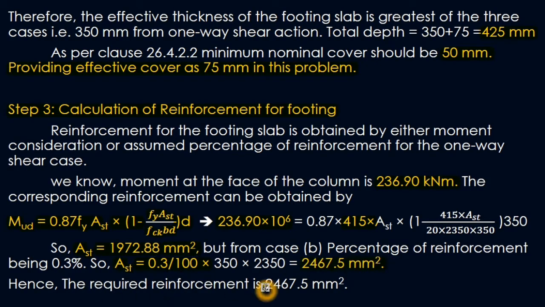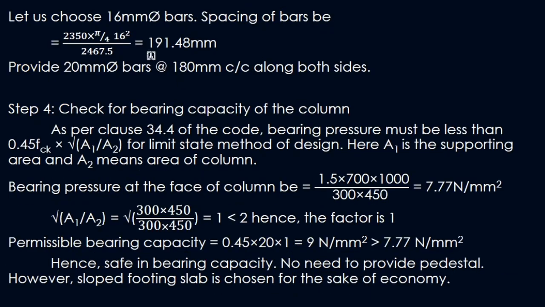So hence the required reinforcement is 2467.5 mm square. Because it is more, let us choose 16 mm dia bars. Spacing of bars should be calculated; S is nothing but the spacing. So spacing is 2350 into pi by 4 into 16 square divided by the total AST we got before. This gives a spacing of 191.48 mm. So provide 20 mm bars at the rate of 180 mm center to center along both sides.